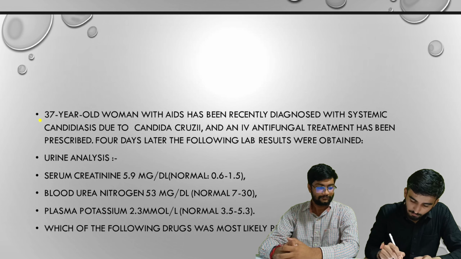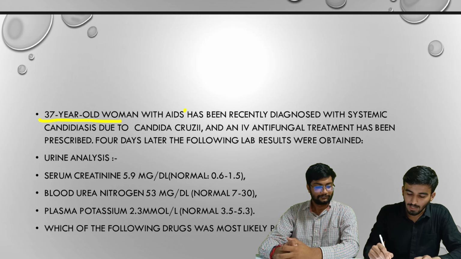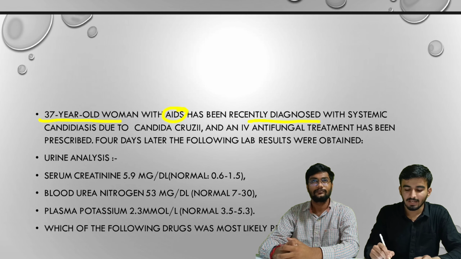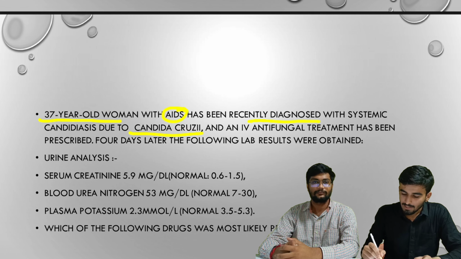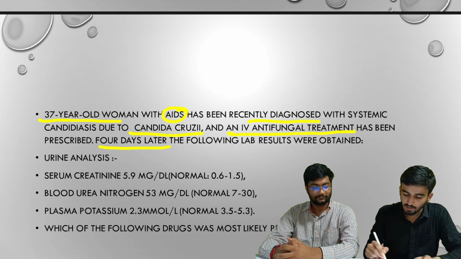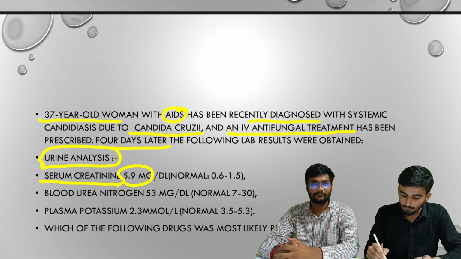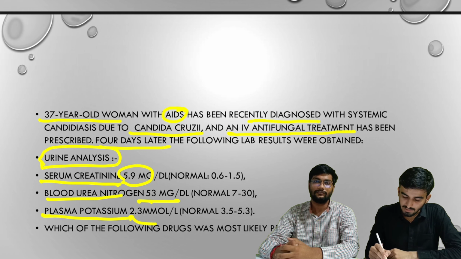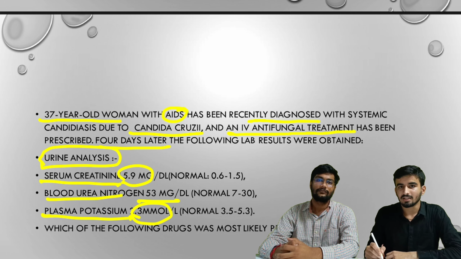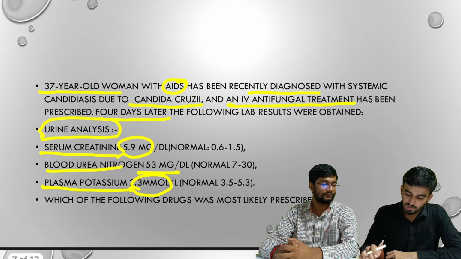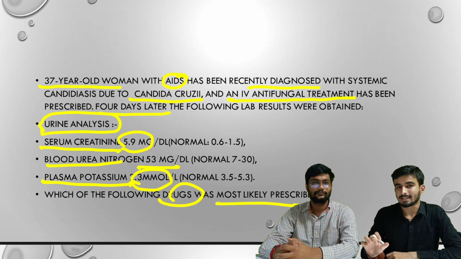One of the patients, a 37-year-old woman with AIDS, has been recently diagnosed with systemic candidiasis. One of the physicians treated her with antifungal drugs, and 4 days later the patient comes with the below features, and urine analysis suggests this: serum creatinine is increased, blood urea level is also increased from its normal range, and plasma potassium is decreased from its normal range. So the urine analysis suggests there is one drug acting on the kidney and damaging renal function. Which of the following drugs is most likely prescribed in this patient?